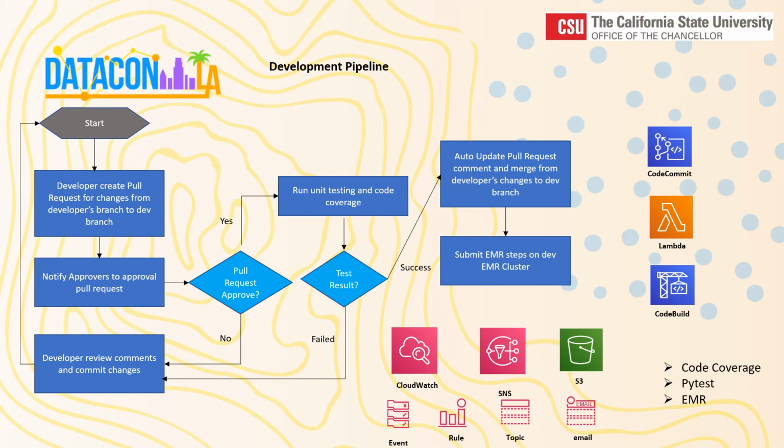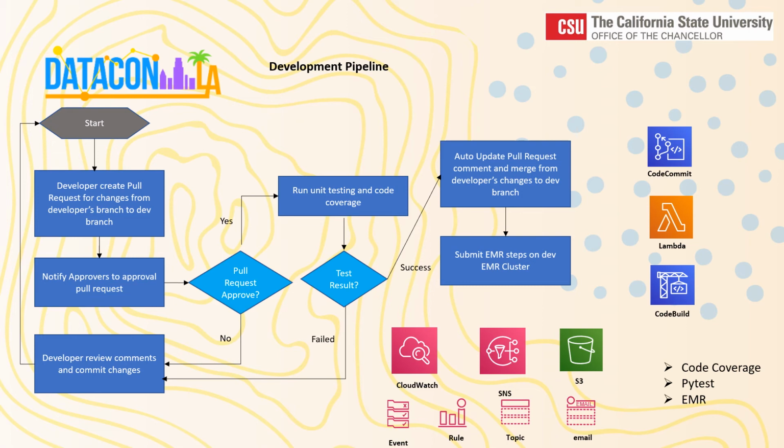Then he creates a pull request for changes from the developer branch to the dev branch in AWS CodeCommit and requests approval. Then Developer B will verify the pull request and resolve any conflicts in the code, confirm the code, and merge the code to the developer branch. Once the merge process is completed and the comments on files are updated, CloudWatch will trigger the code build processes.